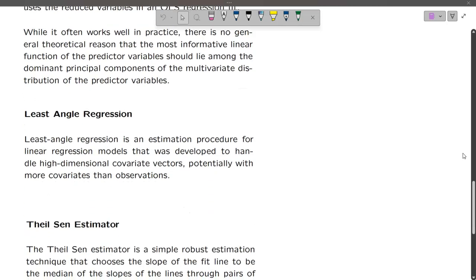Then there came least angle regression. Least angle regression is an estimation procedure for linear regression models that was developed to handle high-dimensional covariate vectors, potentially with more covariates than observations. So when we have a high number of covariates, when p exceeds n by a big amount, we use least angle regression.